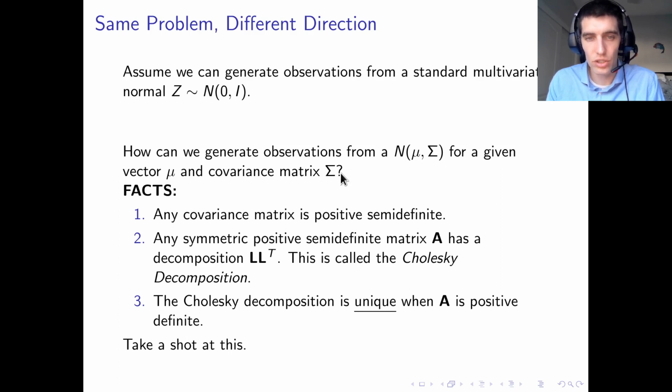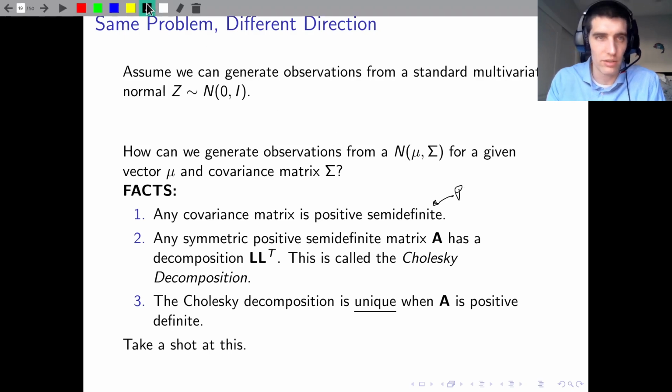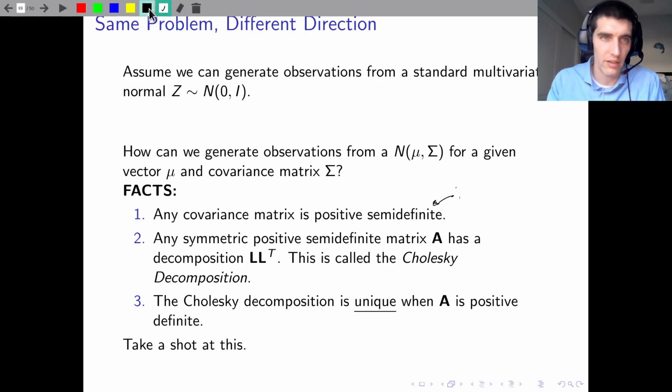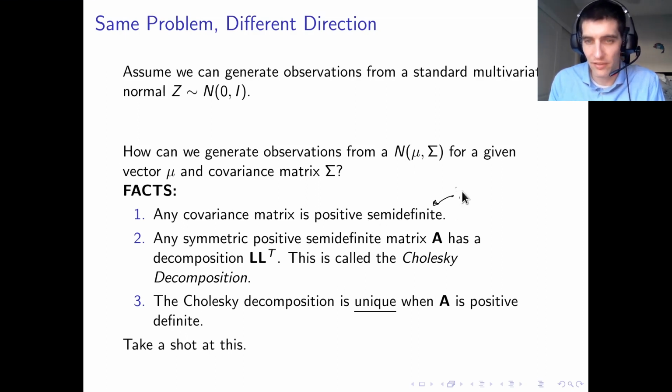Okay, so the facts we need for this: any covariance matrix is positive semi-definite. Remember what this means; we talked about this in the first part of this lecture. This means that the eigenvalues are non-negative. The reason they are non-negative instead of positive is that I've said semi-definite.